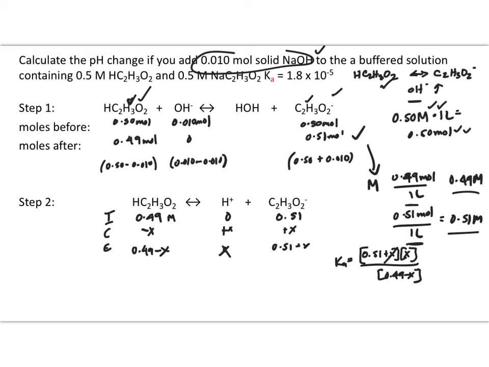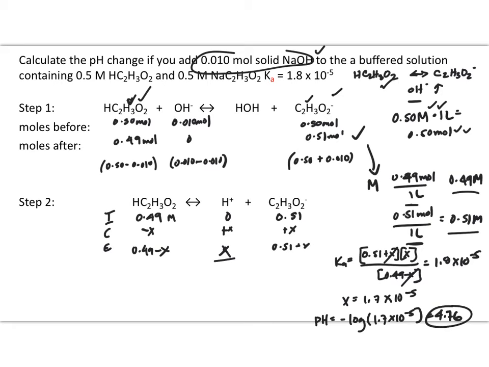We're once again going to make the assumption that x is very small, and this is all going to be equal to 1.8 times 10 to the negative fifth. We do the math and solve for x, and x is going to be equal to 1.7 times 10 to the negative fifth. That's the concentration of my H+ ion. So pH is going to equal the negative log of 1.7 times 10 to the negative fifth, and that's going to give us 4.76 as our new pH of this particular solution after the hydroxide has been added.